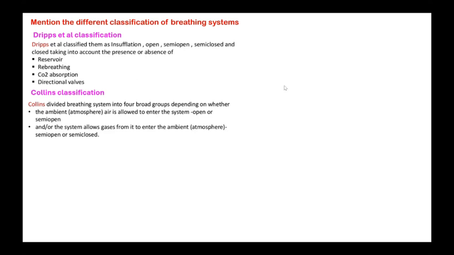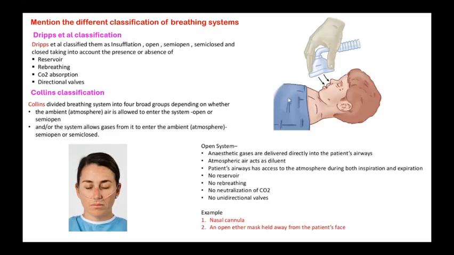So the three important components you should remember whenever you classify the breathing systems are the reservoir bag, the position of expiratory valve, and the entry point of fresh gas flow. These are the three things which determine how effective the breathing system will be for the patient. Okay? So these are the various examples of how these systems work.